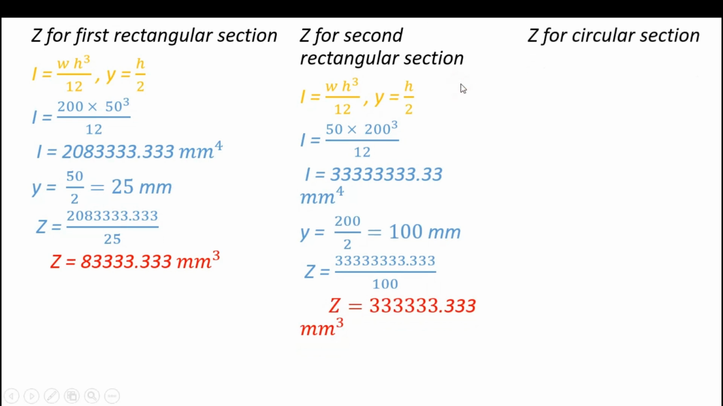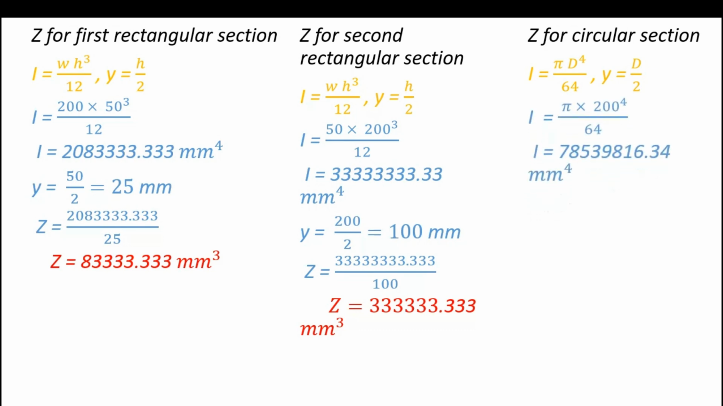Now lastly, for the circular section, the formula for I is given as pi multiplied by d raised to power 4 over 64, where d is the diameter of the circle, and Y is just the radius, d over 2. With a diameter of 200 from the diagram, I can be calculated as 78,539,816.34 mm to the power of 4, and then Y is equal to 100 mm.